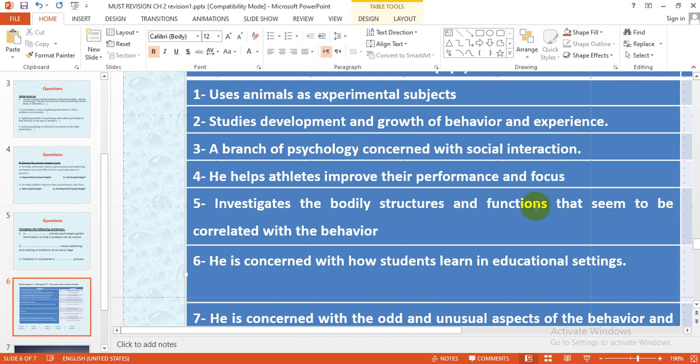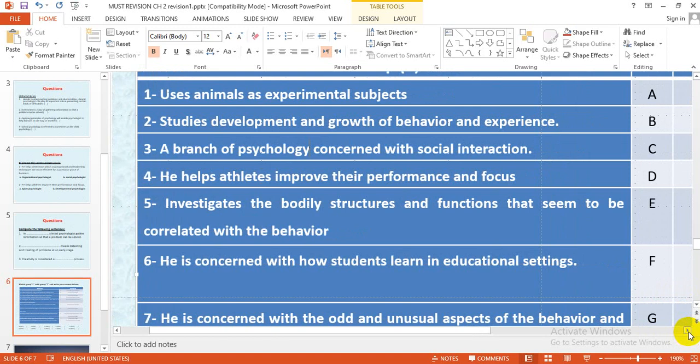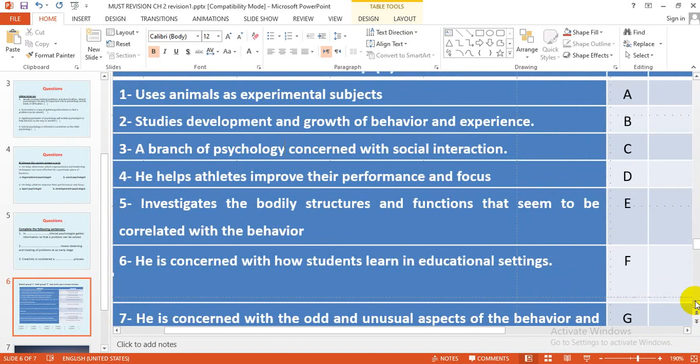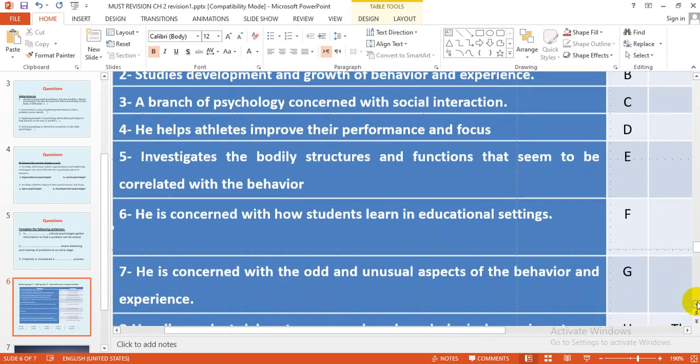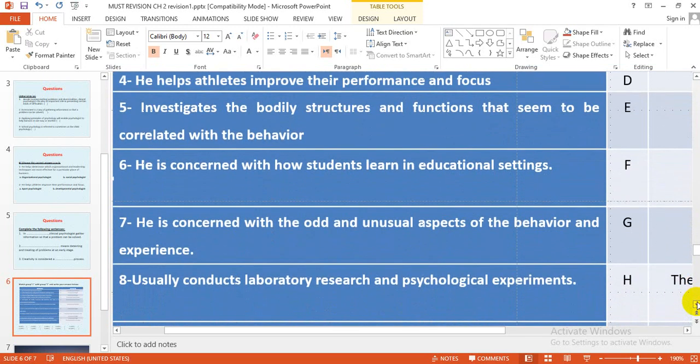Number three: a branch of psychology concerned with social interaction. Number four: he helps athletes improve their performance and focus. Number five: investigates the bodily structures and functions that seem to be correlated with the behavior. Number six: he is concerned with how students learn in educational settings. Number seven: he is concerned with the odd and the unusual aspects of behavior and experience.